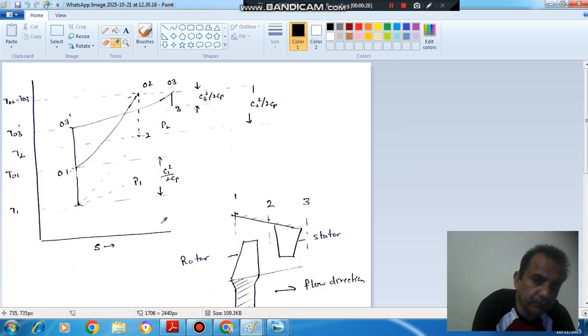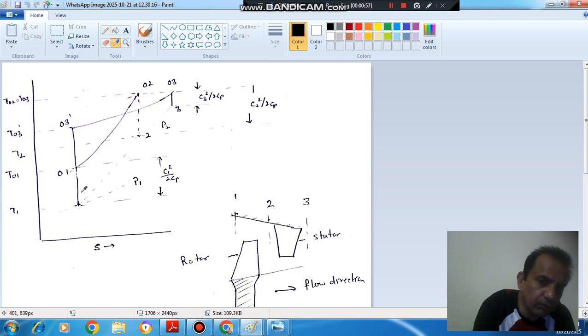So this is a single stage of your axial flow compressor. One is the condition of air at inlet. Two is the condition of air at the outlet of rotor, and this is your stator, and three is the condition at the outlet of stator. Okay. So at point 1 the pressure is P1 and temperature is T1 and velocity is C1.